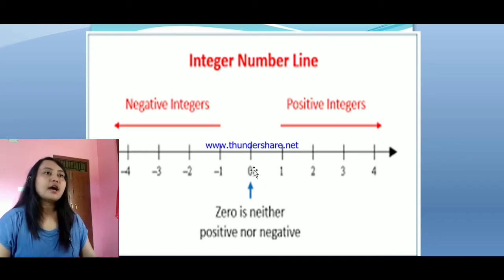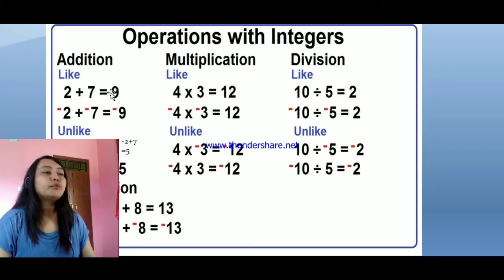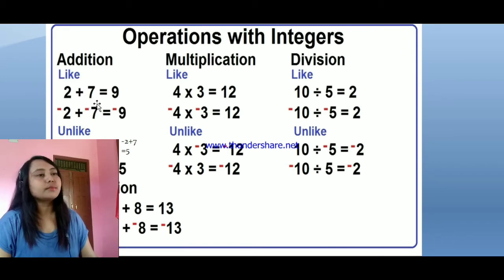Now, operations with integers: how addition, multiplication, division and subtraction are done with integers. Suppose both the integers given are positive, then the resulting number will also be a positive integer. If both numbers are negative, then the result will also be a negative integer.